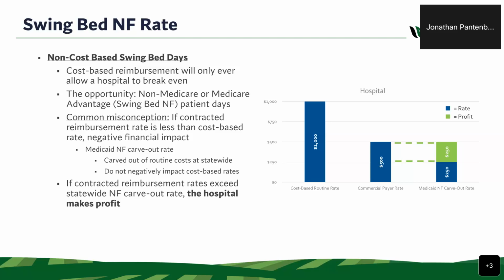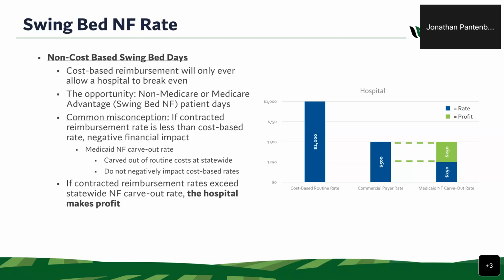That's the rate that Medicare says is our cost-based rates. And I've seen these range anywhere from $800 up to in excess of $5,000. This is the rate Medicare will pay you per day for every Medicare acute care patient and every Medicare swing bed patient. Now, let's say our Medicaid NF carve-out rate is $250, and we're able to negotiate a $500 daily commercial rate to take a post-acute care patient.